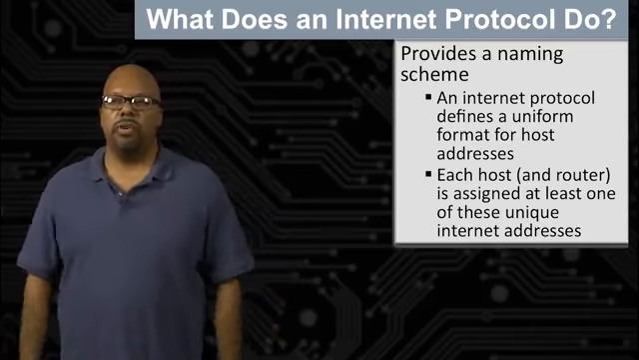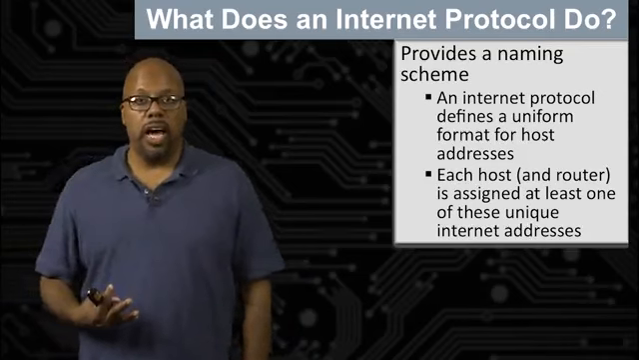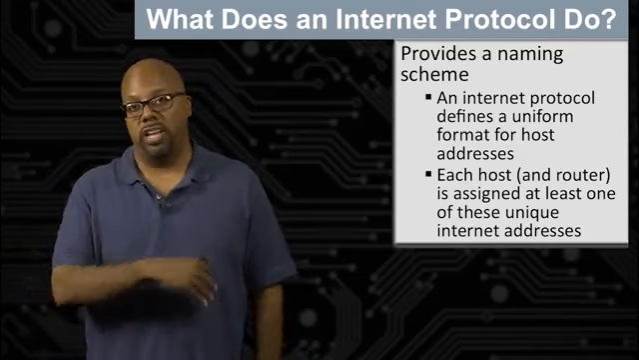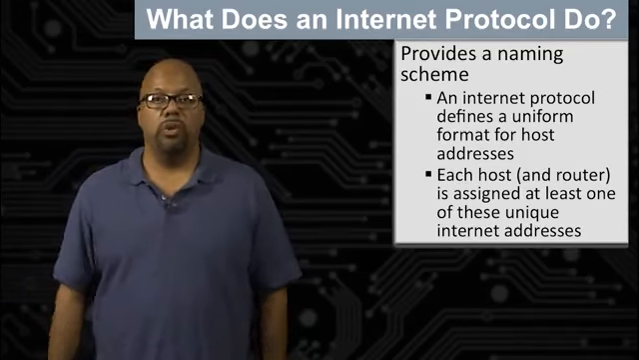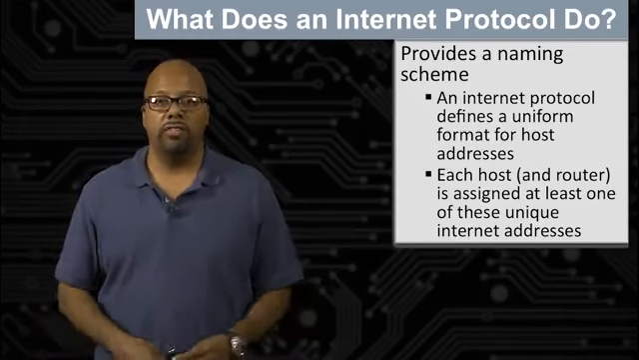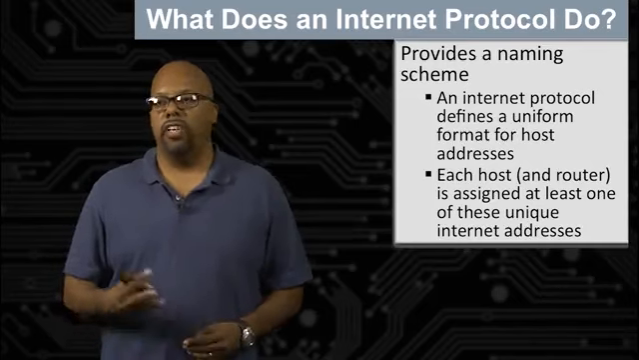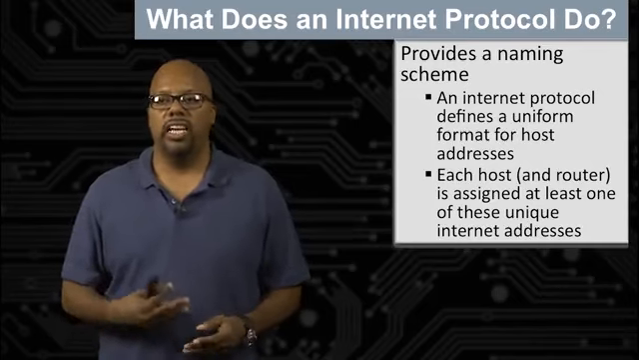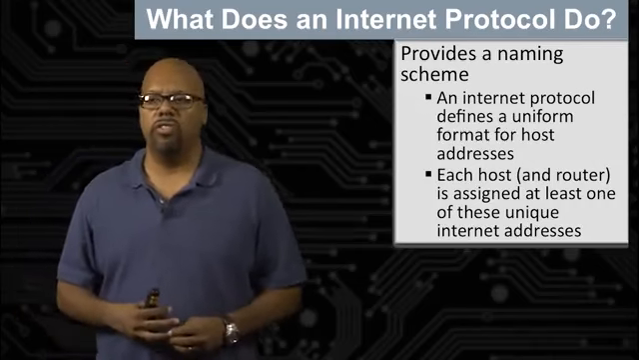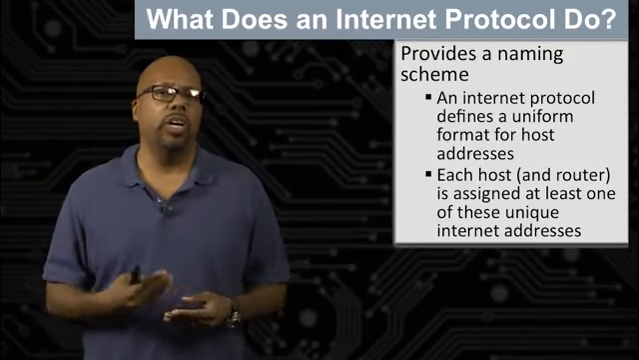One basic thing is to provide a naming scheme. Actually, that's a very important thing. So IP, you've probably heard of an IP address. That comes from the internet protocol, and it's a unique address that every network component has. Every component on the internet has to have an IP address. And so each host and router gets assigned at least one of these internet addresses. Now, when you say at least one, basically it should be one for every network adapter.